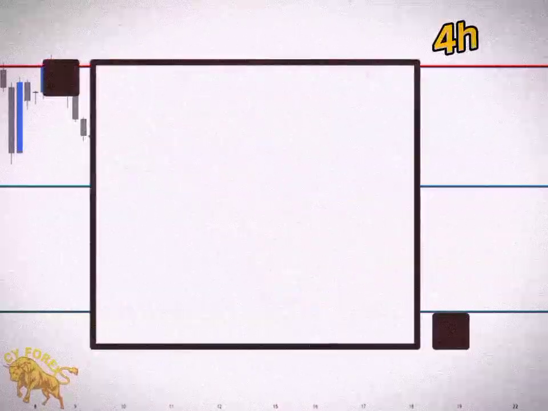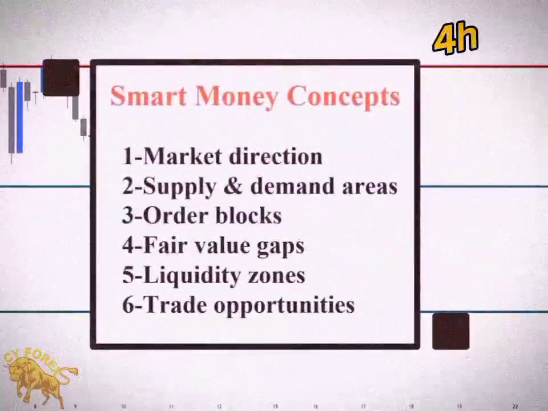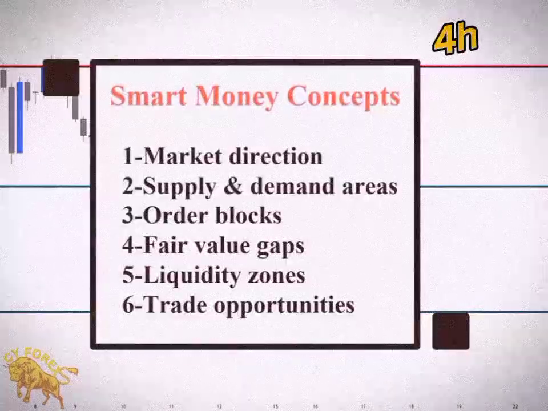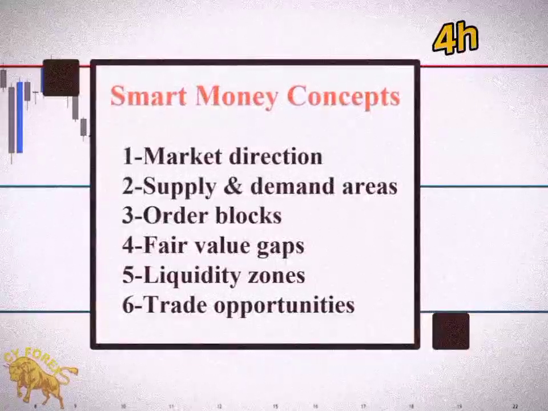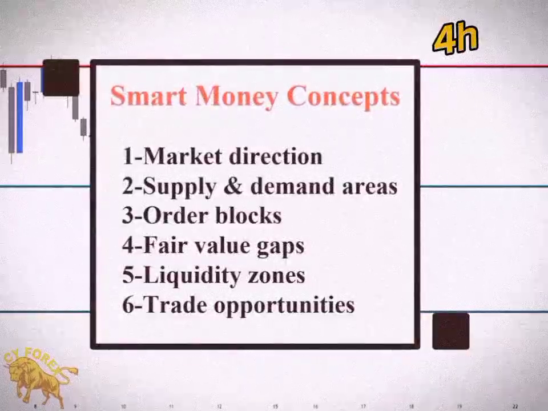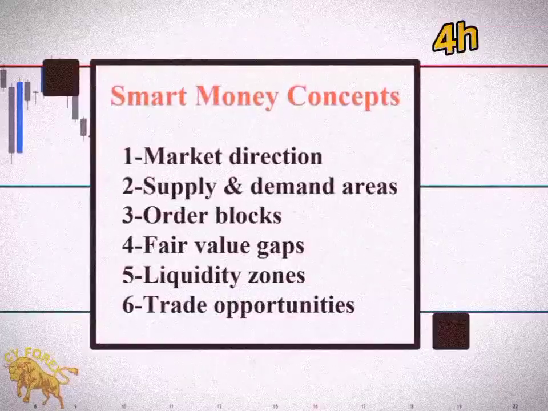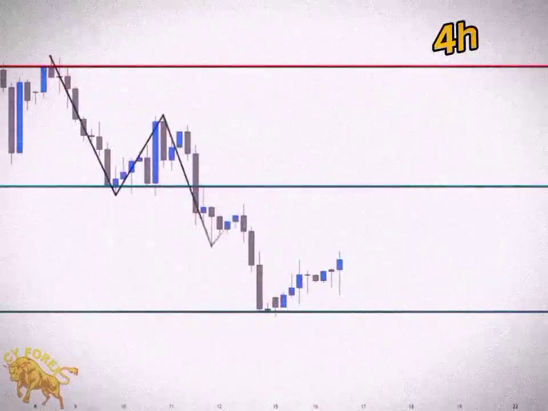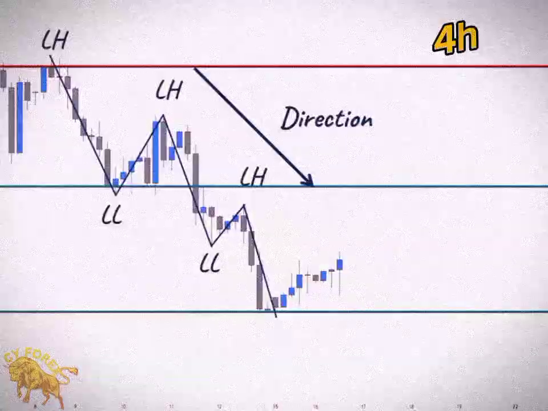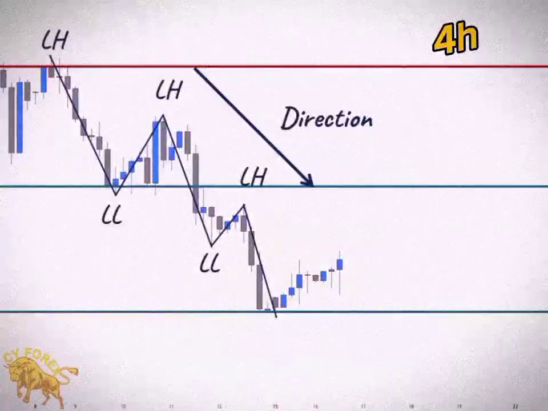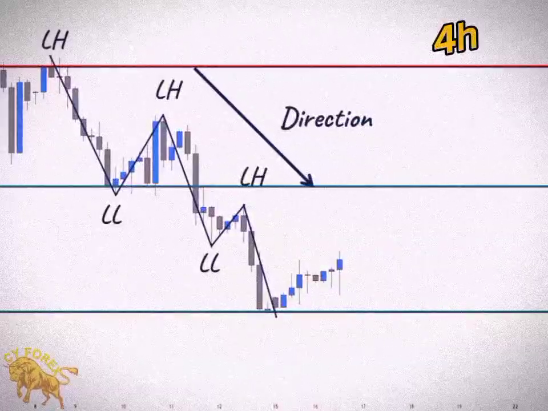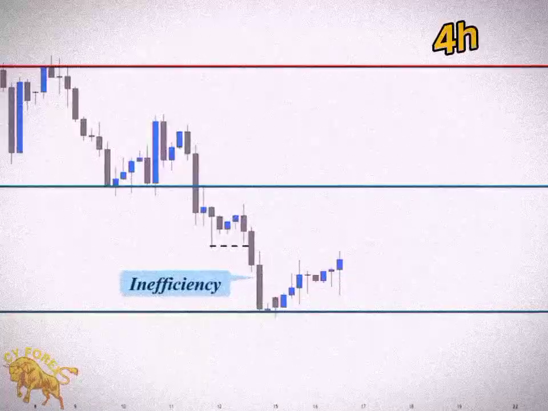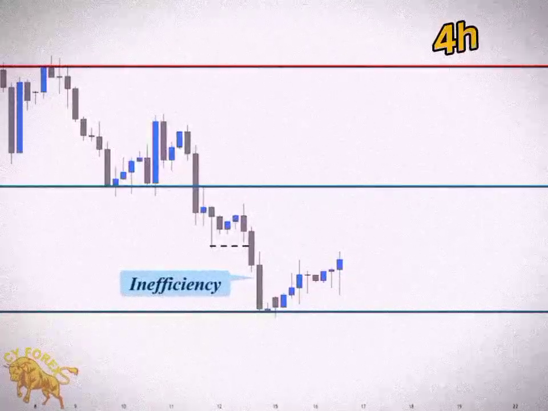So, the 4 hours is when we fully apply smart money concepts, which includes identifying market direction, supply and demand areas, order blocks, fair value gaps, liquidity zones, and possible trade opportunities. So here, the market has recently broken below key daily level with momentum, which indicates that supply is in control. Currently, we have an inefficient move that created a fair value gap and a break of structure.